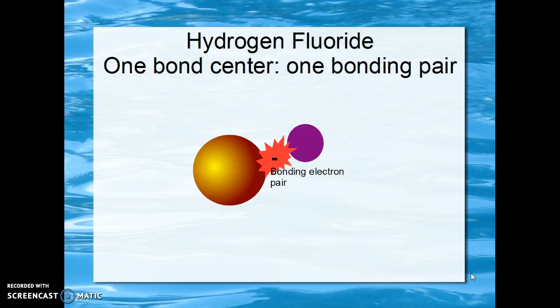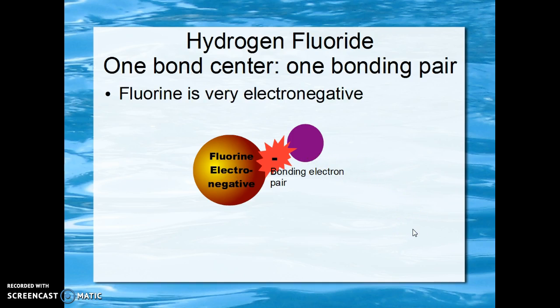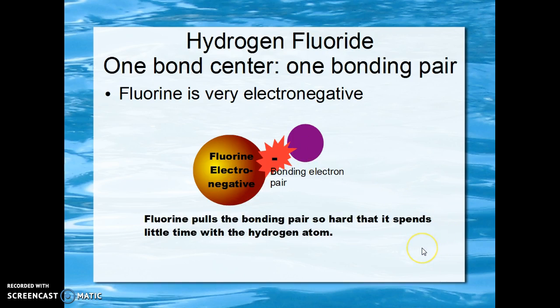As a beginning, consider hydrogen fluoride that has one bond center and a very electronegative element, fluorine, pulling against little hydrogen. This is a linear molecule that is very polar, electronegative on one side, not on the other. The fluorine is pulling the bonding pair so hard that it spends most of its time there and little time there. Hydrogen fluoride is linear, but it's lopsided or polar.